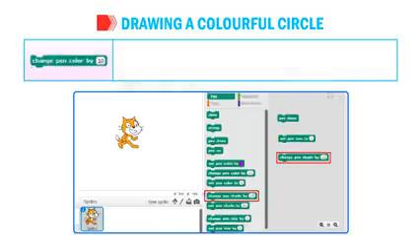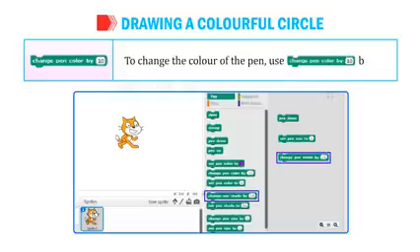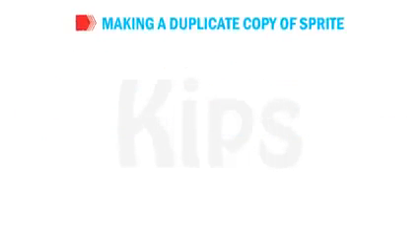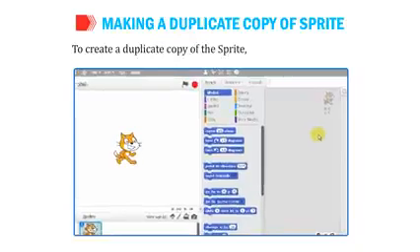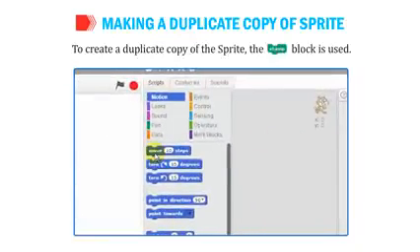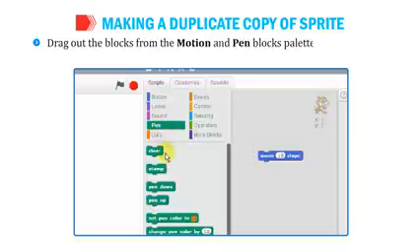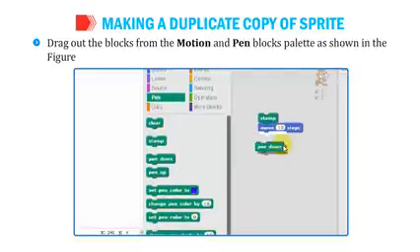Change pen color by 10. To change the color of the pen, use Change Pen Color by 10 block. Let's quickly learn about making a duplicate copy of sprite. To create a duplicate copy of the sprite, the Stamp block is used. Drag out the blocks from the Motion and Pen blocks palette, as shown in the figure.